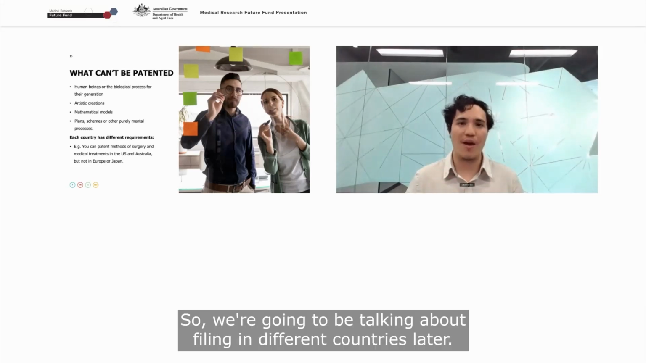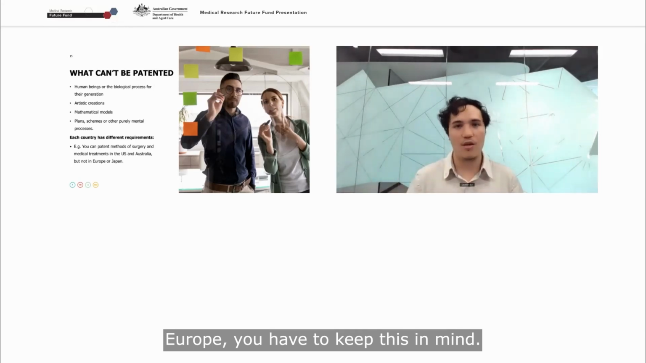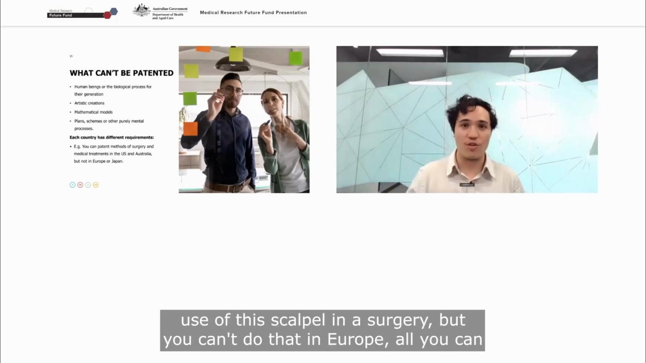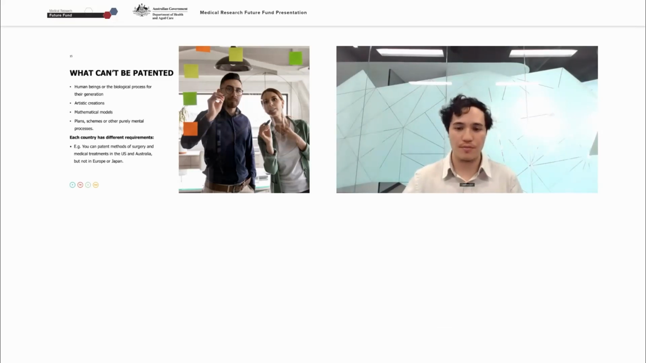So we're going to be talking about filing in different countries later, but if your grand plan for commercialization involves going to Europe, you have to keep this in mind. You could invent a new scalpel, and in Australia, you could be patenting the use of this scalpel in a surgery, but you can't do that in Europe. All you can do is patent the actual scalpel itself.